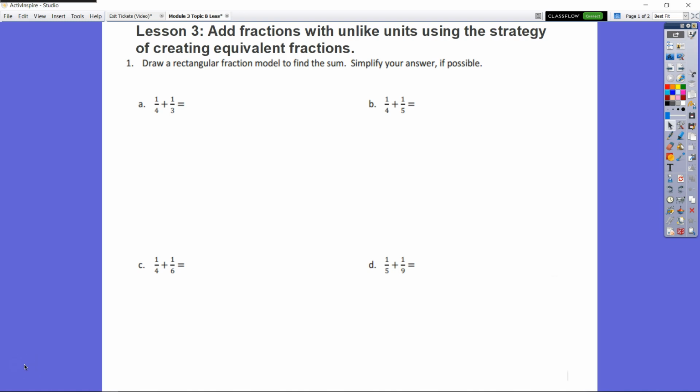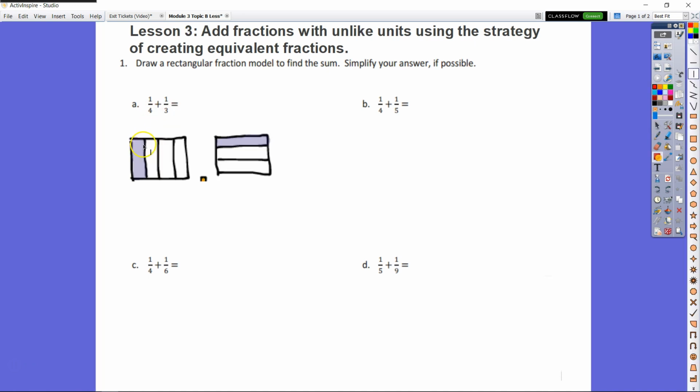Lesson 3, we will add fractions with unlike units using the strategy of creating equivalent fractions. Let's take a look here at A. So we have 1/3 plus 1/4. Well, we know that our denominators are not the same. We're going to take each one of these thirds, we're going to split into fourths.